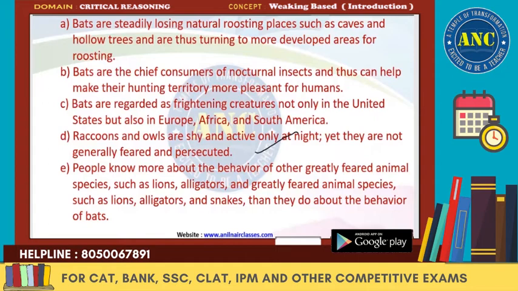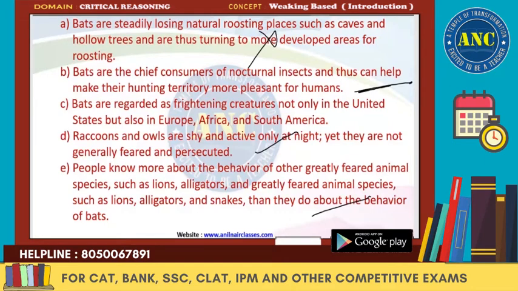Look at option A. Bats are steadily losing natural roosting places such as caves and hollow trees and are thus turning to more developed areas for roosting. Now, this does not address the original cause of that fear, right? Hence, it does not make sense. Look at option B and option E.